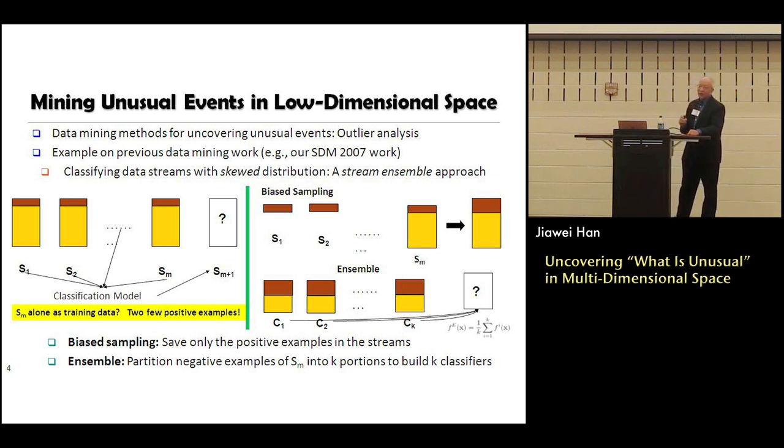So that's why we say that in low dimensions, trying to find outliers may not be that hard. Of course, there are lots of different problems. This is just one example. In the low dimensional space, we can do it.